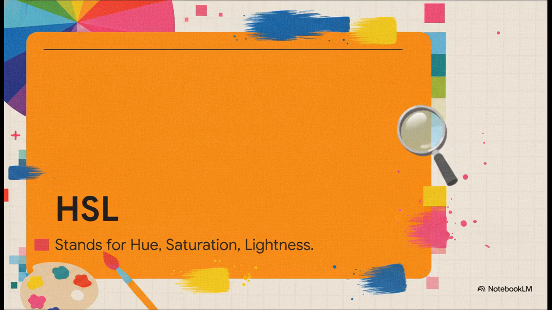Okay, let's level this up and look at our next format, HSL. This stands for hue, saturation, and lightness. While RGB is fantastic for how computers process light, HSL is often a much more intuitive way for artists and designers to actually visualize mixing their paint.